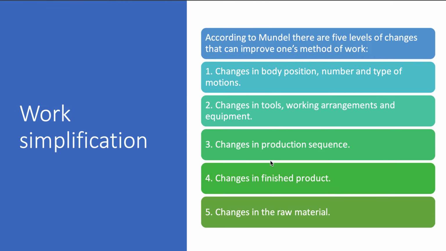Okay. So work simplification has five levels of changes according to Mundel. Number one, changes in body position, number, and types of motion. Two, changes in tools, work arrangement, and equipment. Three, changes in production sequence, changes in finished product, changes in raw material. These kinds of techniques we can use to simplify our work.